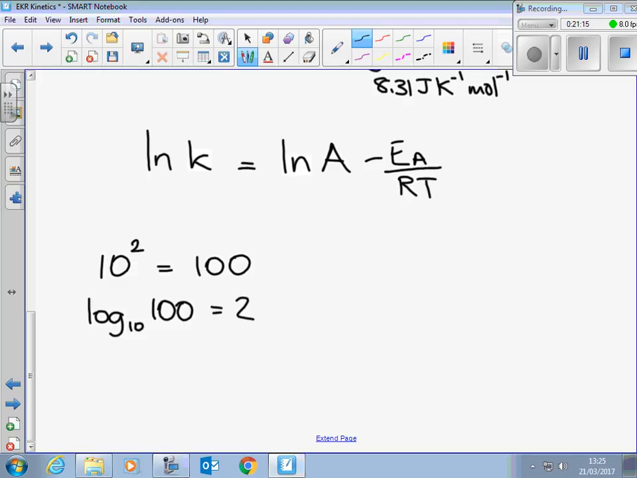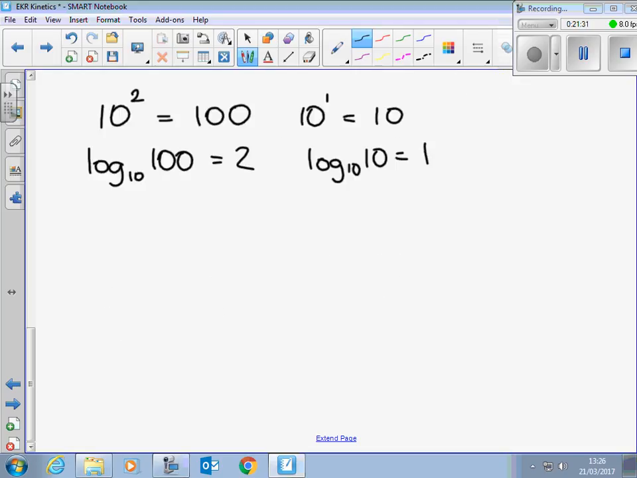So if we were to do 10 to the power 1 is 10, then log 10 of 10 is 1. Now let me see if I can make this work. There is always a risk I won't, of course. Right, e to the power, whoa, I went the wrong way round. Let's try that again.